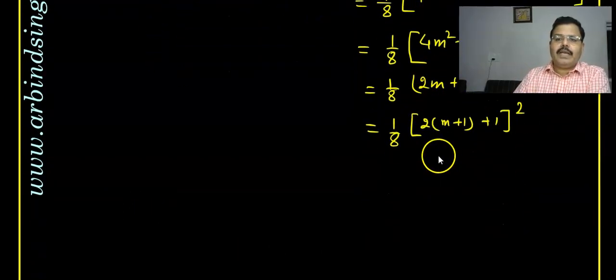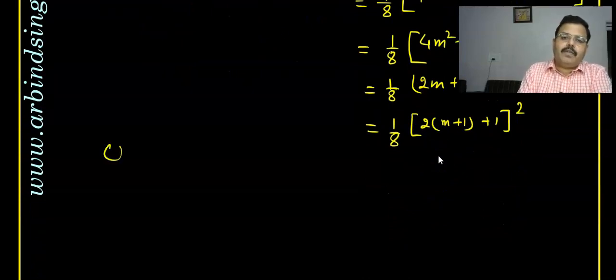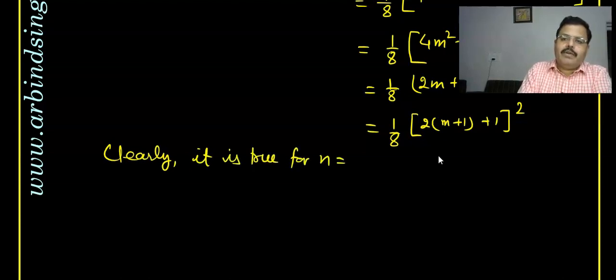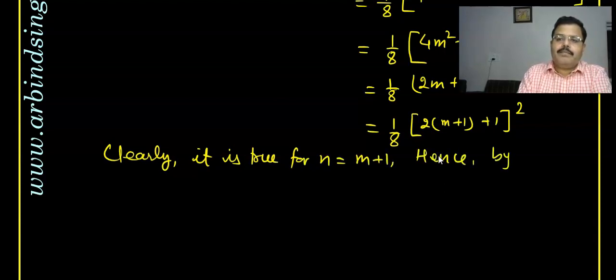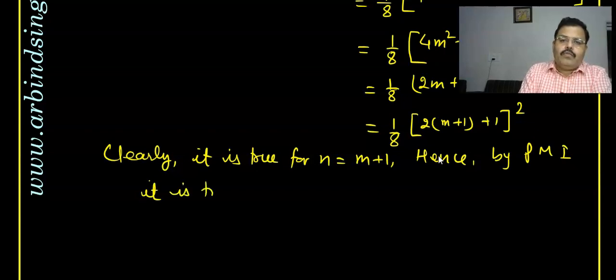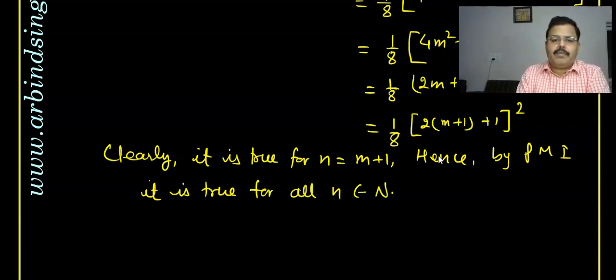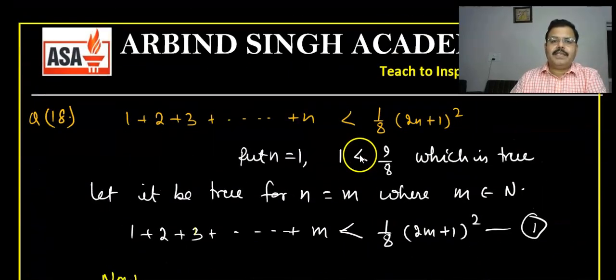Since it is true for n equal to m, clearly it is true for n equal to m plus 1. Hence, by the principle of mathematical induction, it is true for all n belonging to natural numbers. So this is what we had to prove. Now I hope you got it, isn't it?